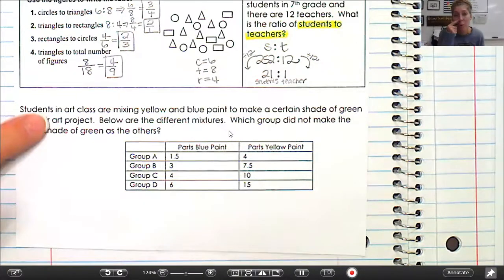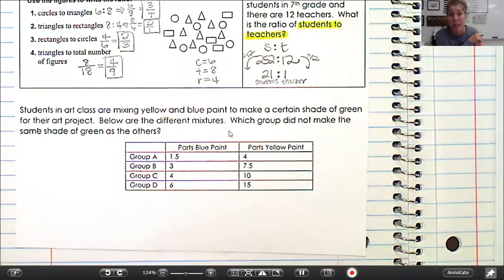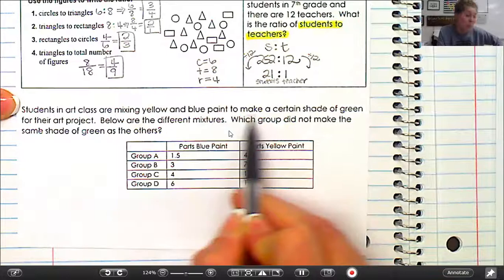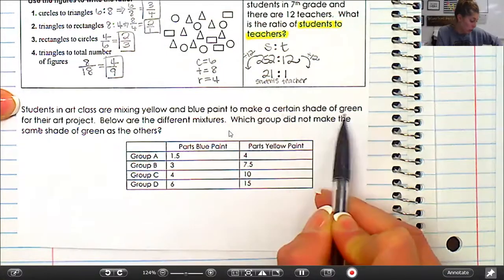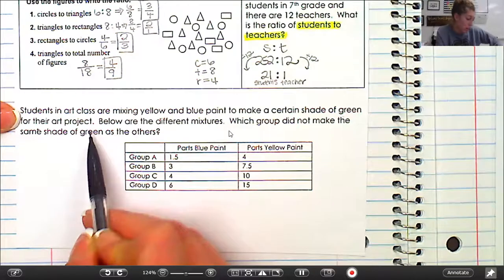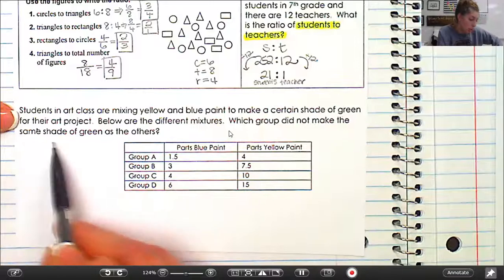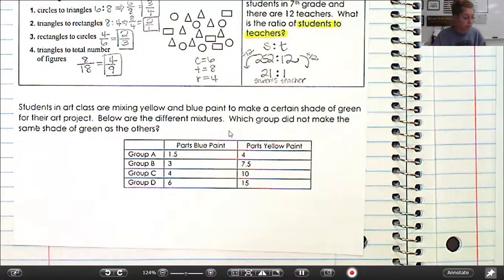This is a perfect example. This is about kids mixing paint in art class to make different shades of green. Students are in art class and they're mixing yellow and blue paint to make a certain shade of green for their art project. Below are the different mixtures. Which group did not make the same shade of green as the others?